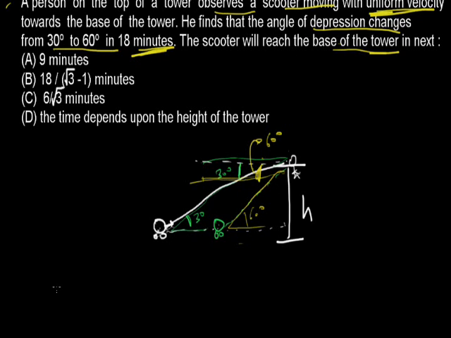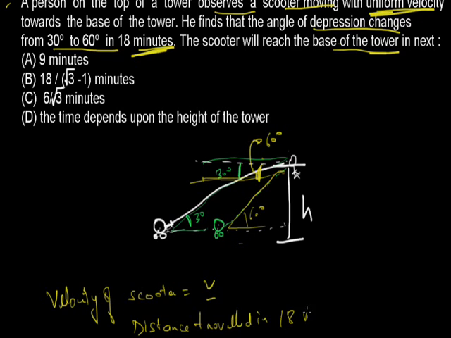Now let's assume the speed or velocity of the scooter is v. In 18 minutes it will travel from this point to this point. Say the distance travelled in 18 minutes is v into 18. So this distance would be v into 18. We need to calculate this distance for time, say, let's take t more time to reach the base. So this distance would be v into t.